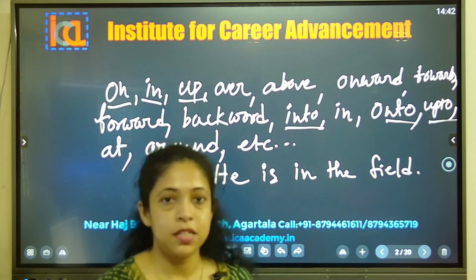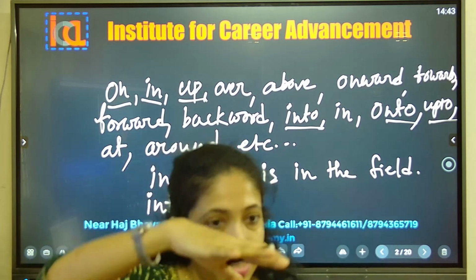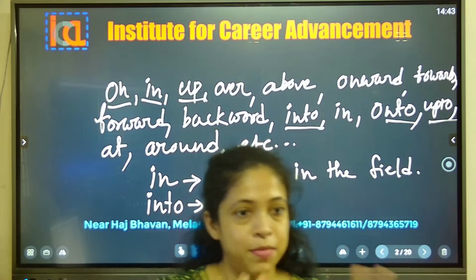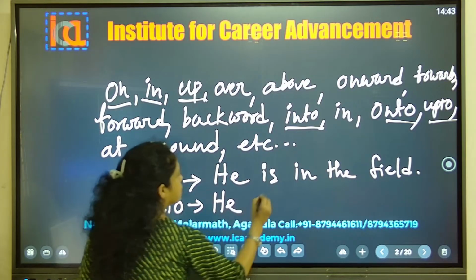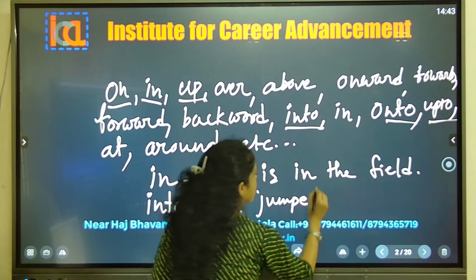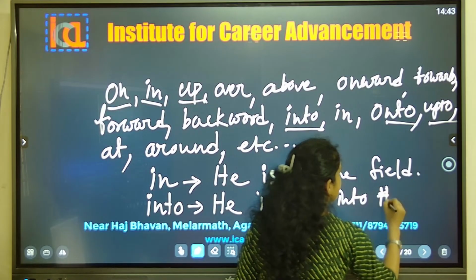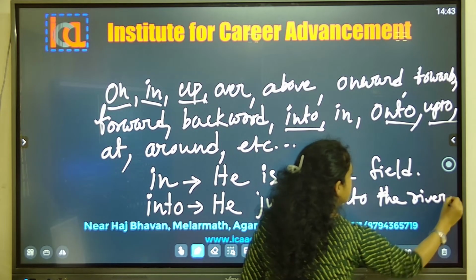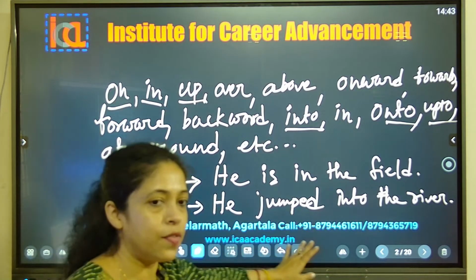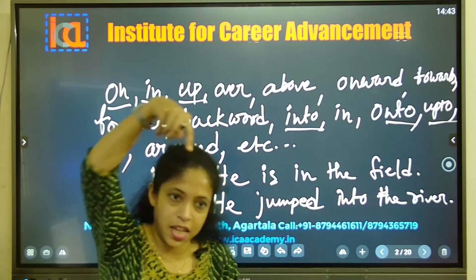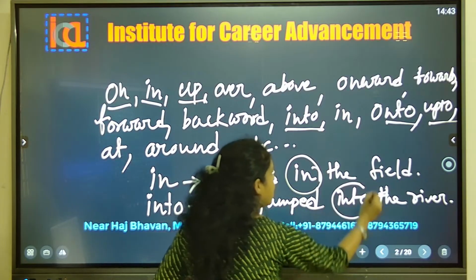It means what? He is not inside the field. He is just over the field, standing over the field, but he is in the field, meaning within the surroundings of the field. He jumped into the river. With this sentence, what can we understand? Into the river means whenever he jumped, he has gone deep into the river. So that is the basic difference between in and into.